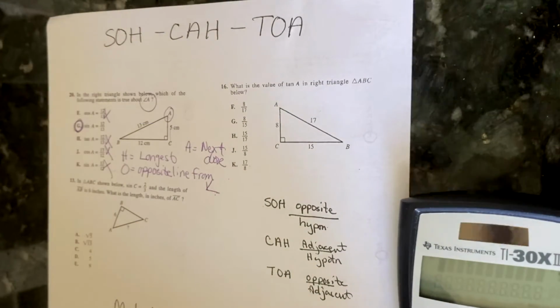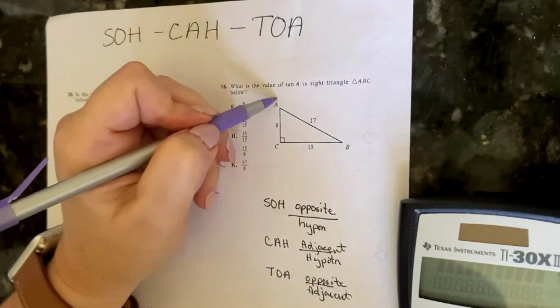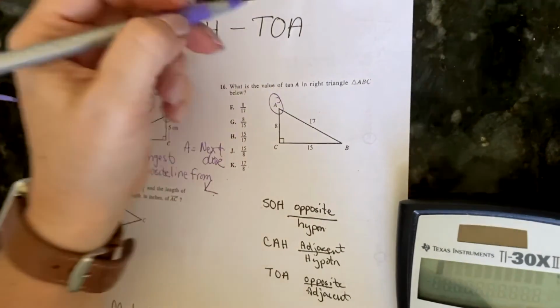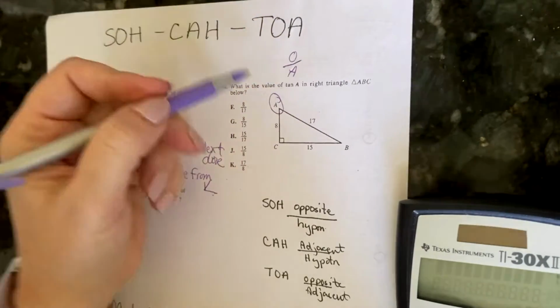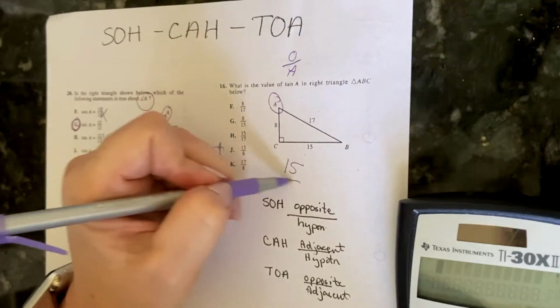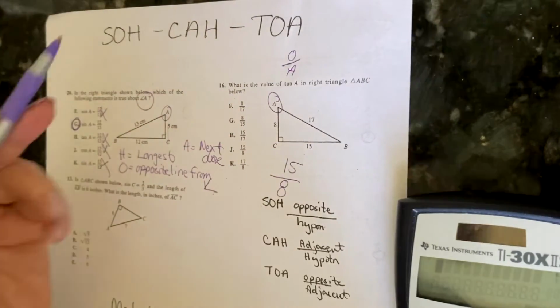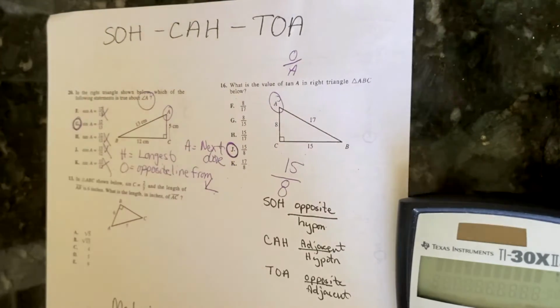Okay, so now the next question is, what is the value of tangent A? Okay, so we're looking at this one. Tangent is opposite over adjacent. So it'd be the opposite, 15, over adjacent, which is 8, right? So it'd be 15 over 8. J would be our answer.